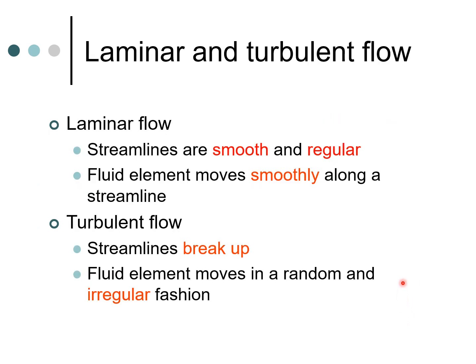Now, the flow can also be classified into two types, laminar and turbulent flow. In laminar flow, the streamlines are smooth and regular, and the fluid moves smoothly along the streamline. Now, in turbulent flow, the streamlines essentially can break up and the fluid moves in a random or irregular manner. So, again, the topic of turbulent flow is extremely complicated and researchers continue to work on it. It's a very mathematically onerous problem, and there is a lot of research which remains to be done on turbulent flow. So, let's look at both these types of flow and which is preferable for us, that we'll discuss later.